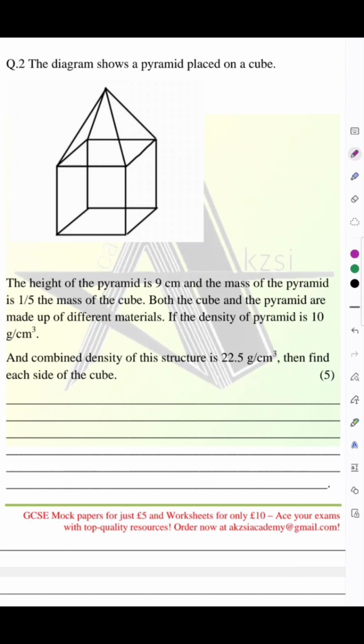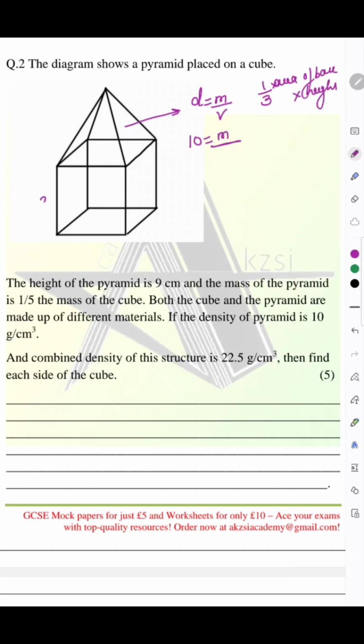So let me start with the pyramid, because we are aware of its density. We know that the formula to calculate density is mass over volume. Density is given for the pyramid only. The density is given as 10. Mass let me take as m, and volume is 1/3. This is the formula to calculate the volume of a pyramid: 1/3 times area of base times height.